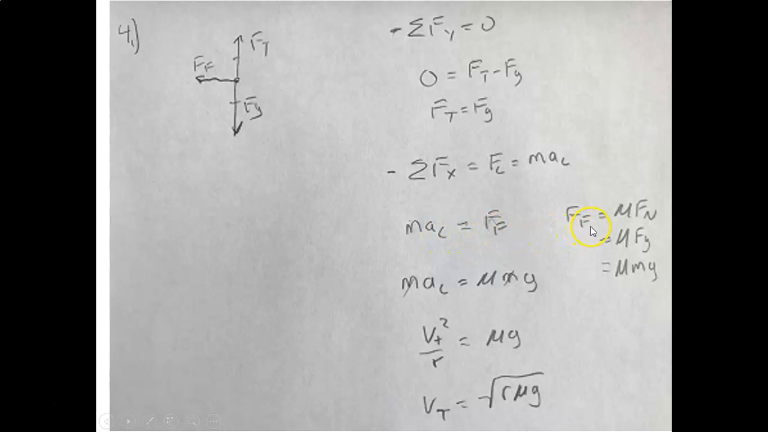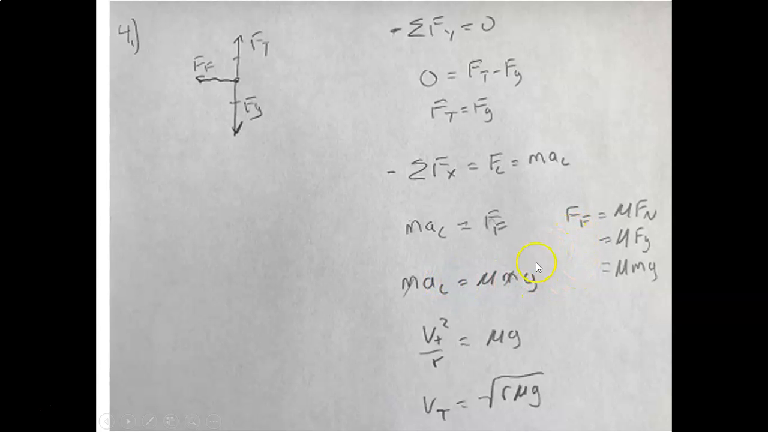Now you guys remember that the force of friction equals mu times the normal force. Why did I make that F_T? That should be F_N. I don't know why I put F_T. Just go with it, it's going to solve out anyway. So F_f equals mu F_N. F_N equals F_g because of this, and F_g equals mass times gravity. So the force of friction equals mu times mass times gravity.